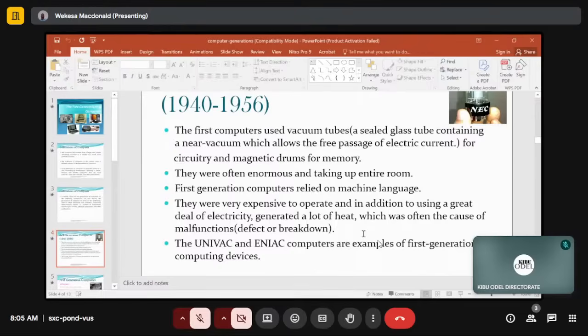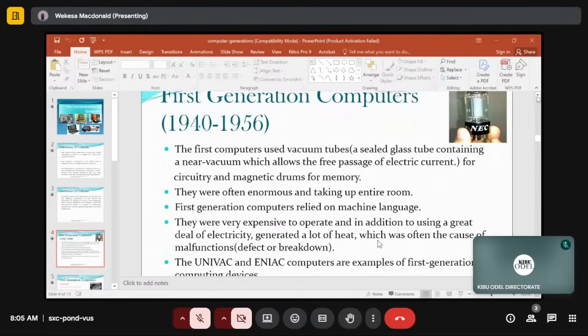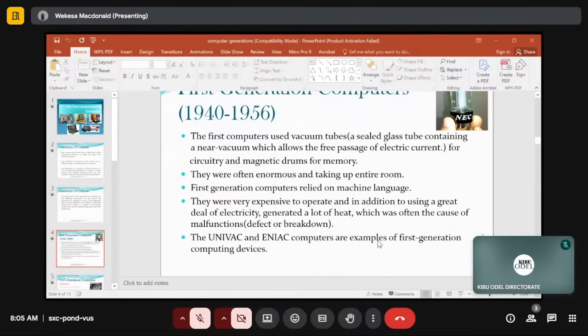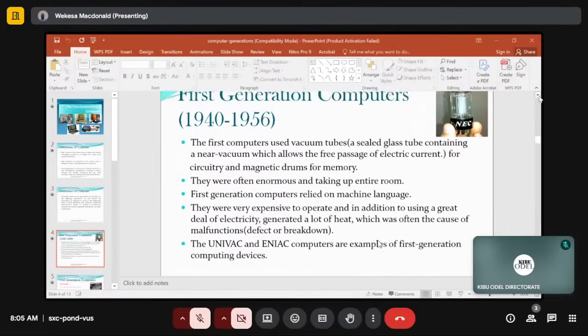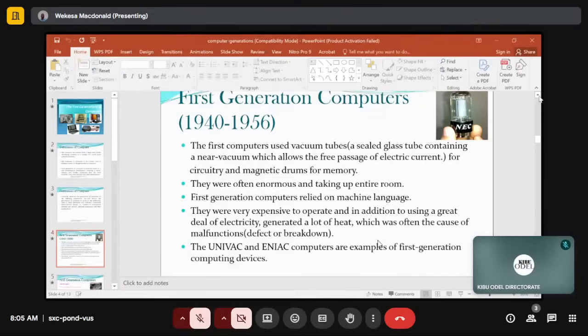So we have also said that first generation computers were very expensive. Kwa mtihani utakuuliza what are some of the disadvantages of the first generation computers. So they were very expensive.